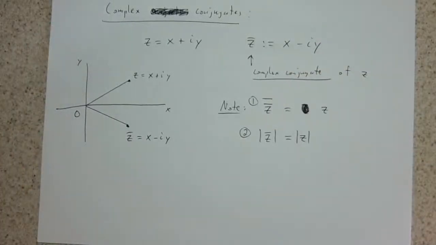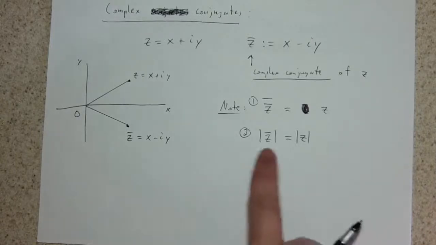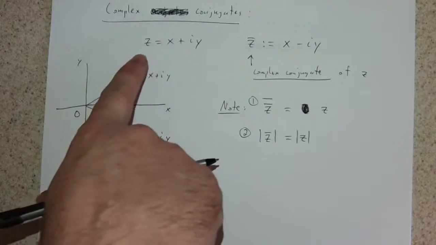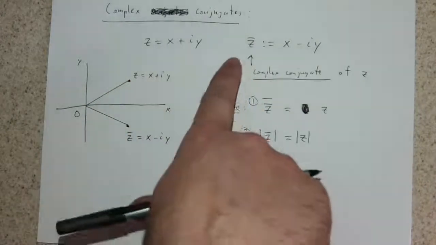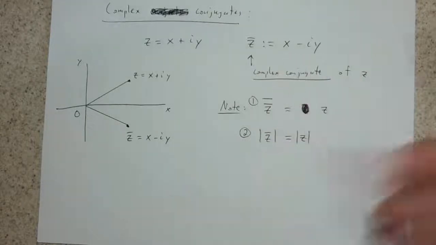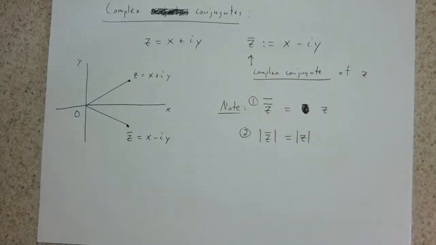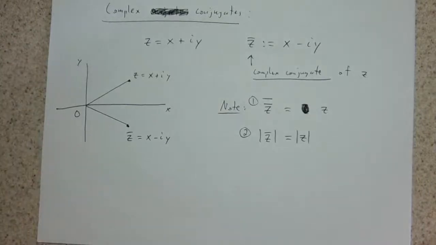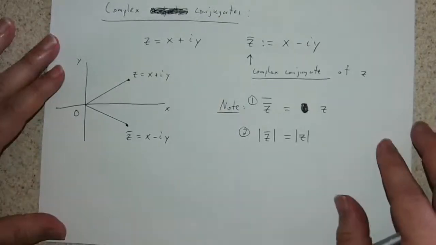So if you don't believe this one, just think for a second. I'm taking the modulus of z. This would be the square root of x squared plus y squared. I'm taking the modulus of z bar. This would be the square root of x squared plus minus y squared. Oh, okay. So the minus sign doesn't matter at all there. Okay, what are some other quick facts?